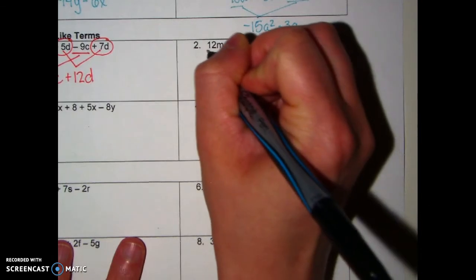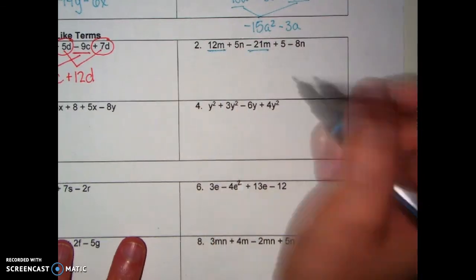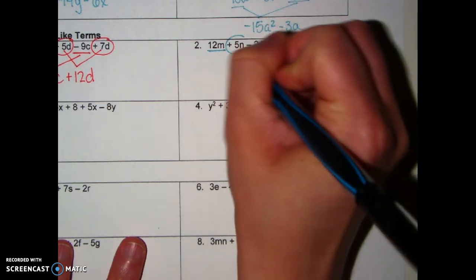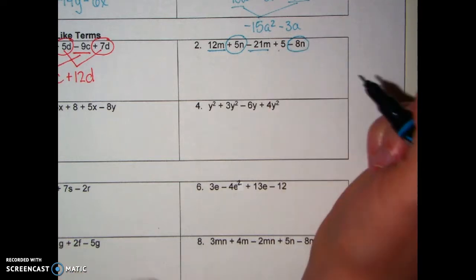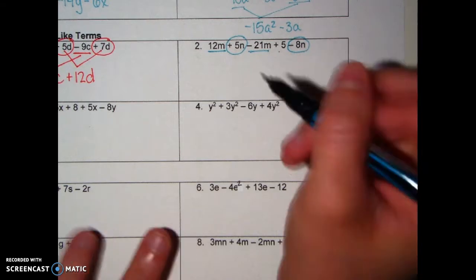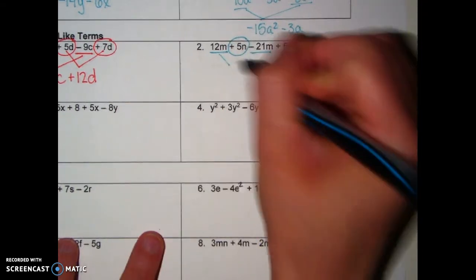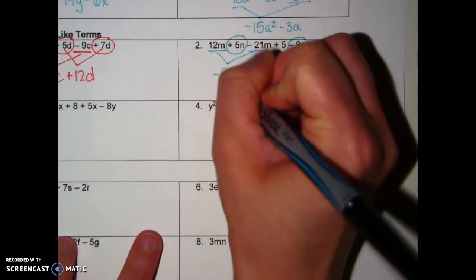So I'm going to underline the M's. Okay, that's it. I'm going to circle the N's. And I'm left with that 5 that does not have anything to match up with it. So it's just going to come straight down. Okay, 12M minus 21M is negative 9M.